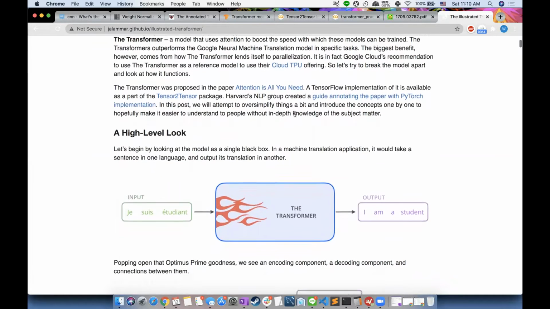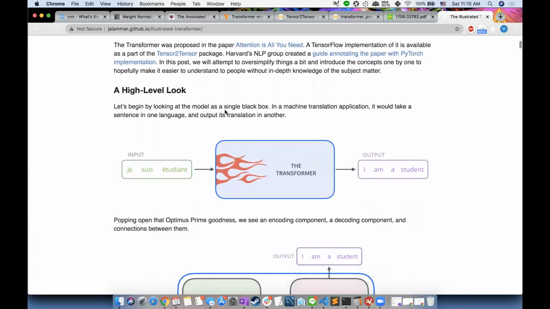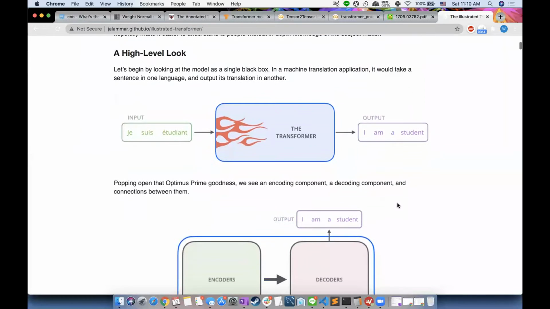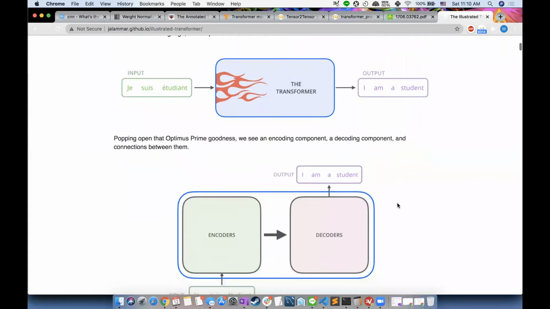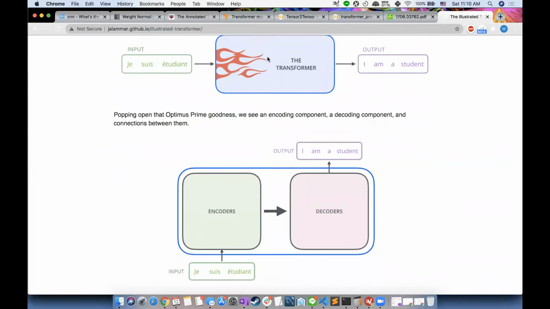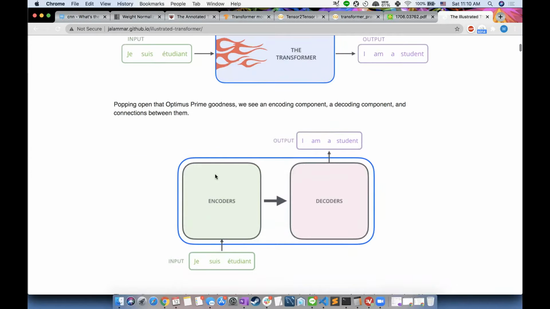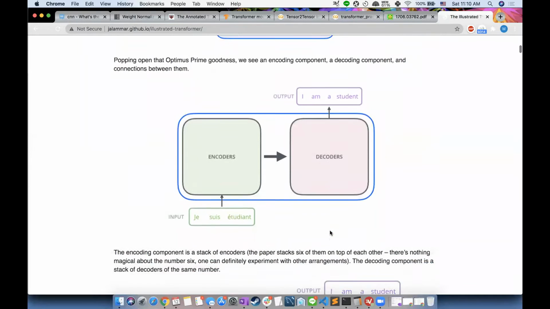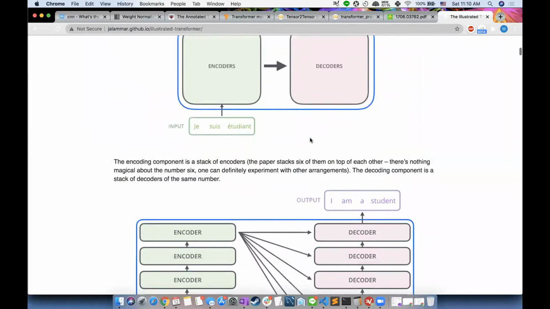Okay, so the high level look: basically we have the input, I believe this is Portuguese, and then we have the transformer in the middle, and we output English, "I am a student". What's in that transformer is this encoder and decoder structure, and we'll explain it a little bit in detail.